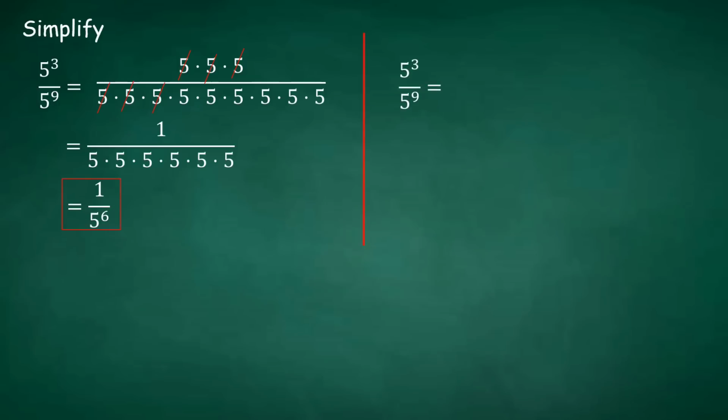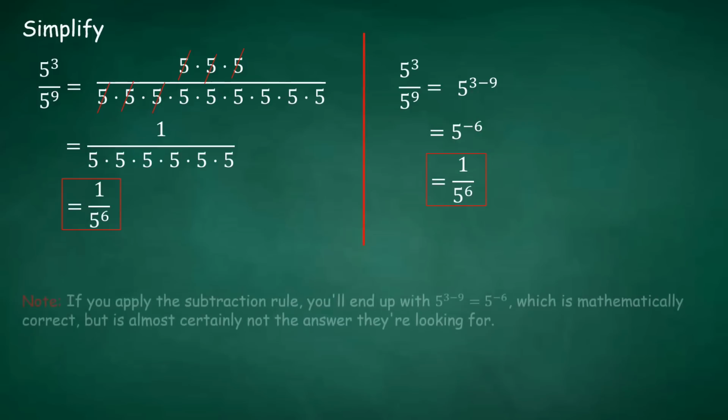In this expression the bases are the same, which is 5, so we can easily subtract: 3 minus 9 is equal to negative 6. By the rule of exponents, a negative exponent is moved to the denominator so that we don't have a negative exponent. That's why our answer is 1 over 5 raised to the power of 6.